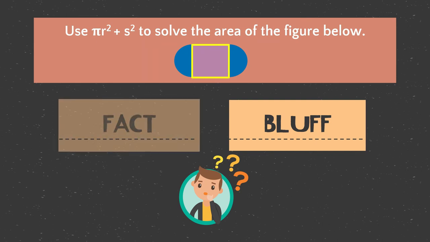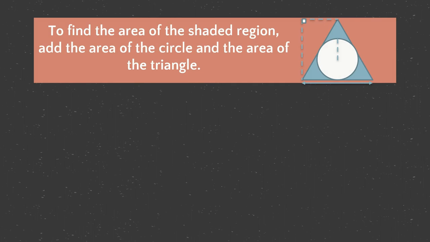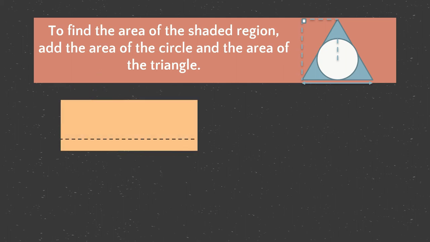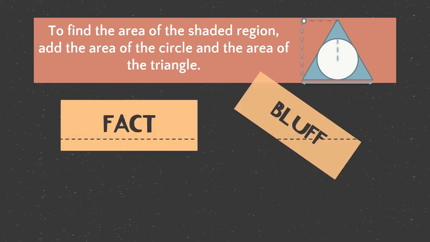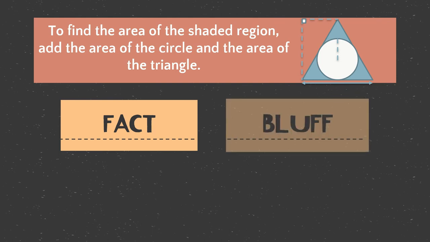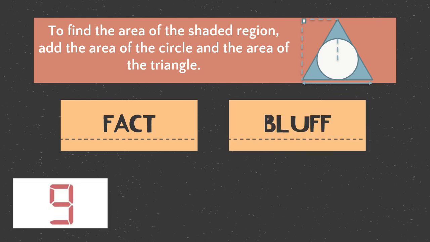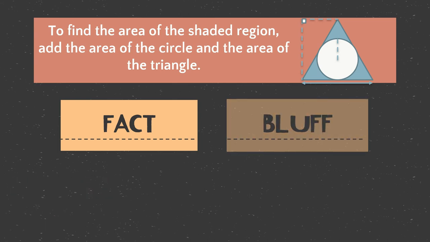Last number. To find the area of the shaded region, add the area of the circle and the area of the triangle. Is it a fact or a bluff? The answer is a bluff.